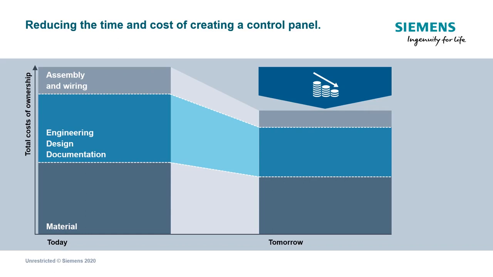Well, now that I've shown you this example, let me just conclude with something really important for us. What we want to achieve with this type of tools is that you reduce the time and cost of creating a control panel. We want you to use less material. We want you to do a faster, easier design and engineering, also on documentation. And of course, with faster wiring, saving you time and costs. Increase your profits. Give your customer what he needs.